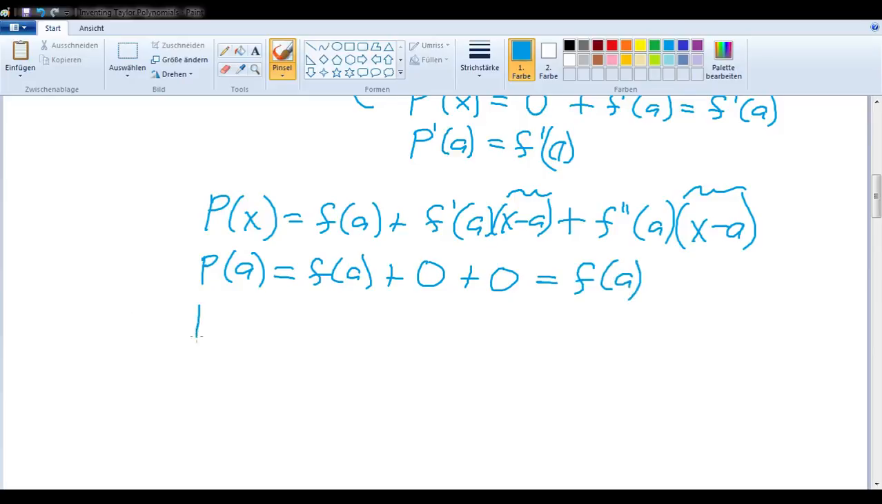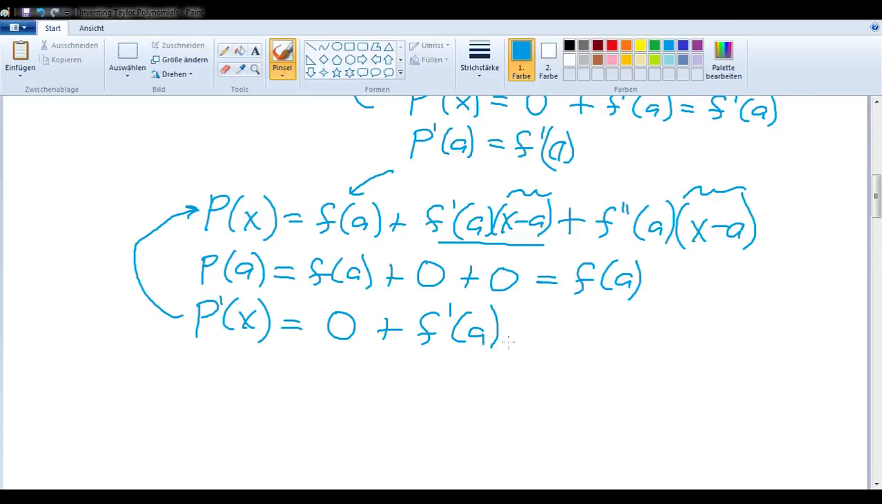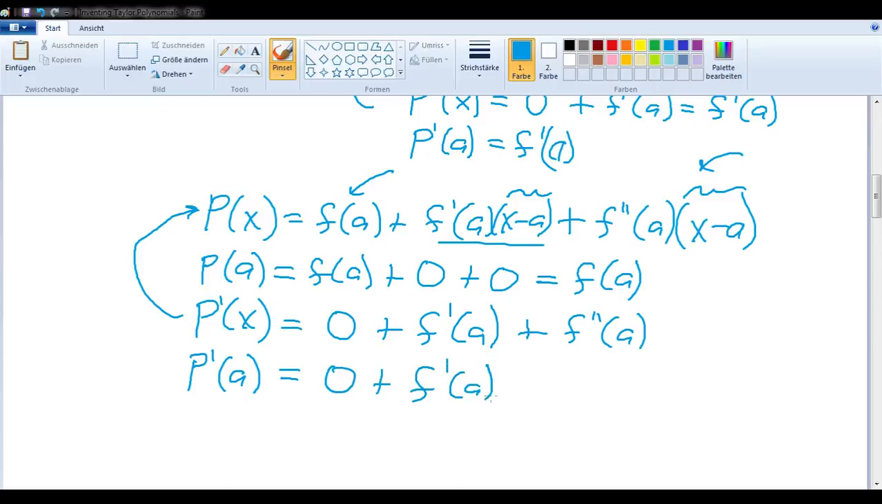So far so good. Now we need the first derivative of p, so we're going to just take the derivative of this here. So again, this will fall away, that becomes 0. The derivative of this is f prime of a plus, now the derivative of this would be f double prime of a, which is going to cause a problem, right? Because now when we evaluate p prime of a, we're going to get f prime of a plus f double prime of a, right? This is going to be in the way here. What is this doing here?